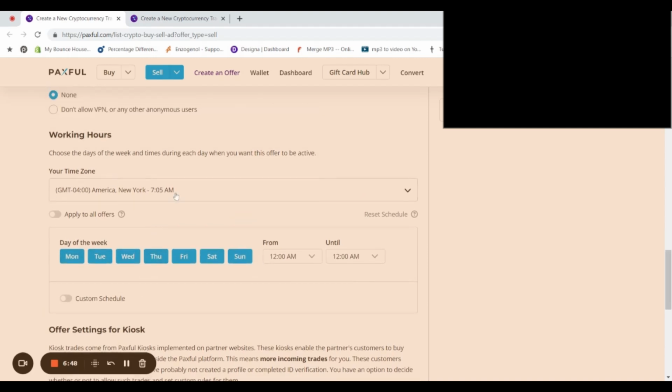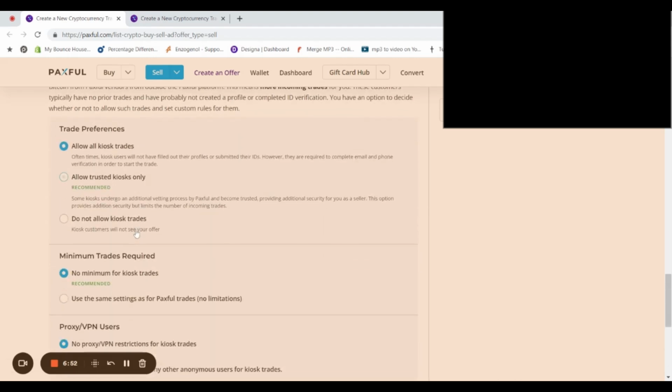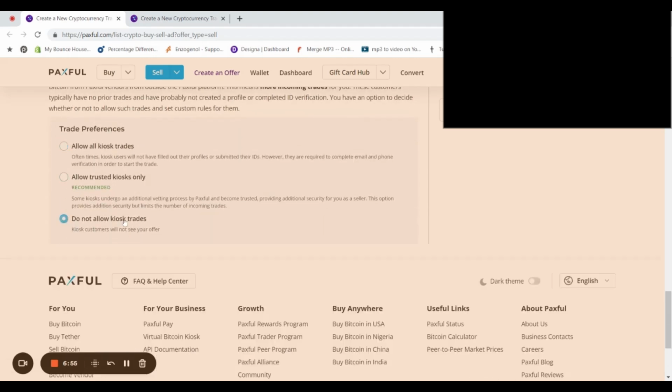Working hours, this is the time frame by which your ads start at a certain week. Again, not very important. I have mine running 24/7. Kiosk, I will generally not allow kiosk trades.